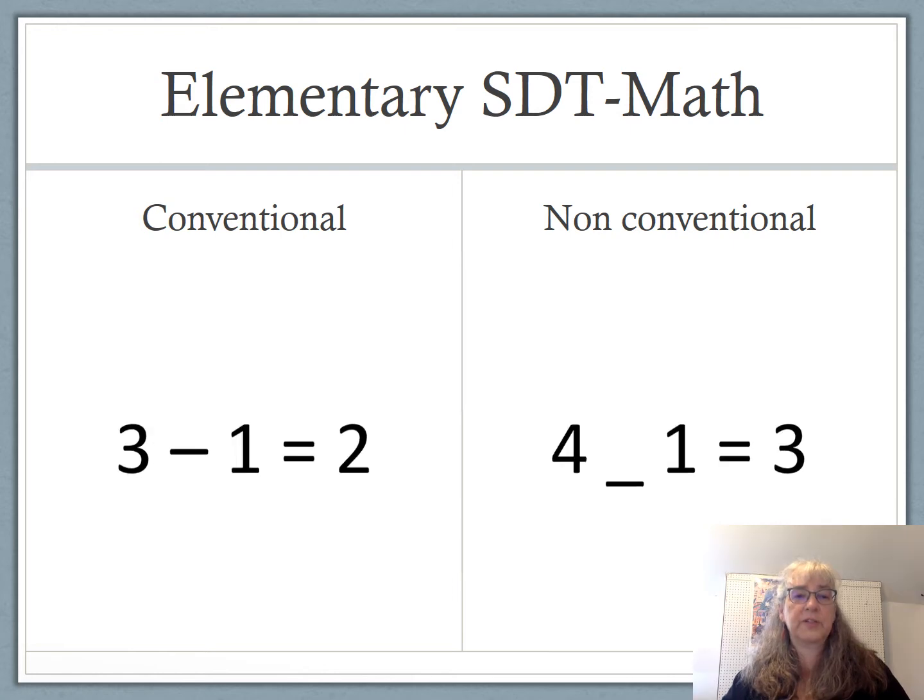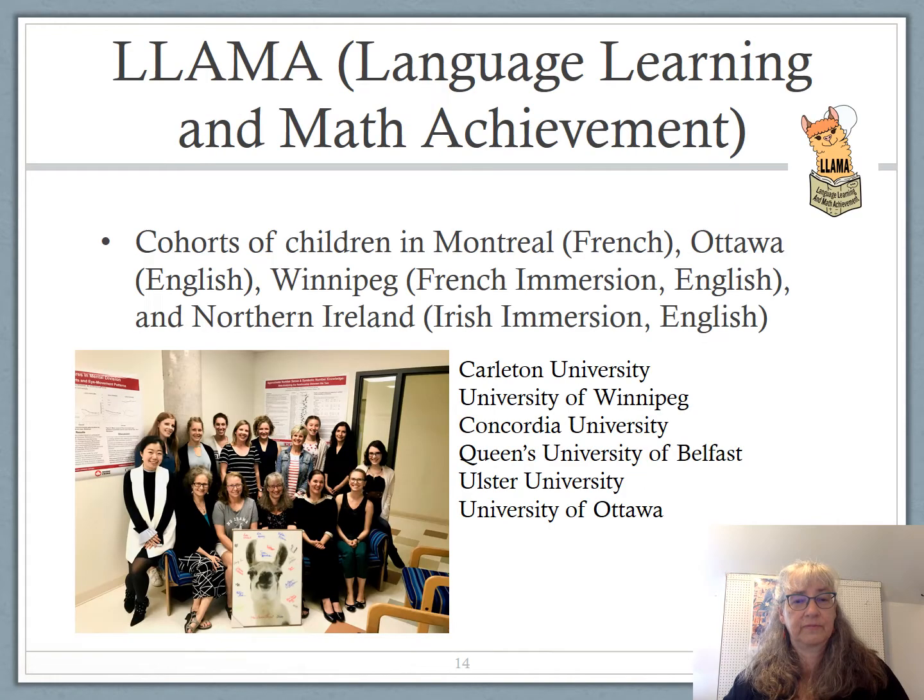Children were told explicitly that the arithmetic they would see, if they saw arithmetic, would be correct, and they should focus on the symbols and the combination of those symbols. We use the SDT math in a large project, which we call the Language Learning and Math Achievement Study. This study involves cohorts of children from Montreal, Ottawa, Winnipeg in Canada, and also Northern Ireland, and involves a range of collaborators.